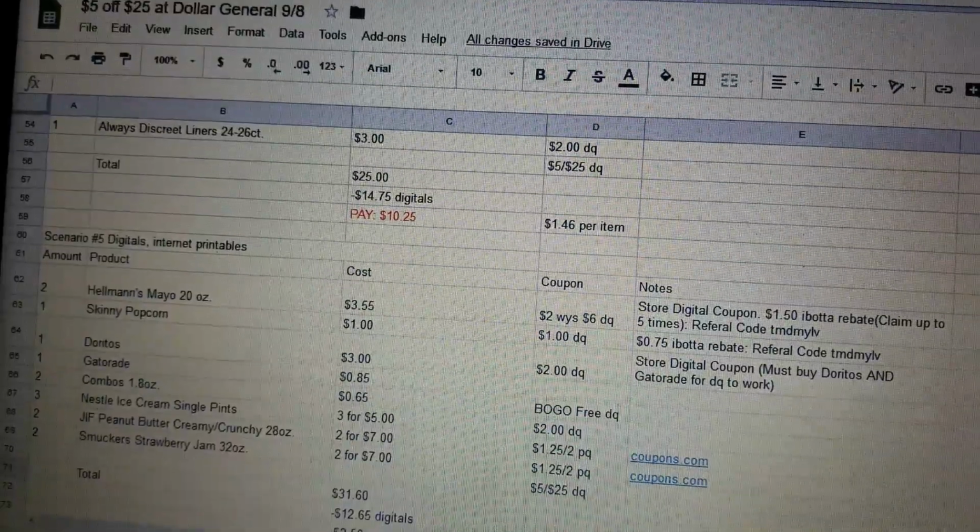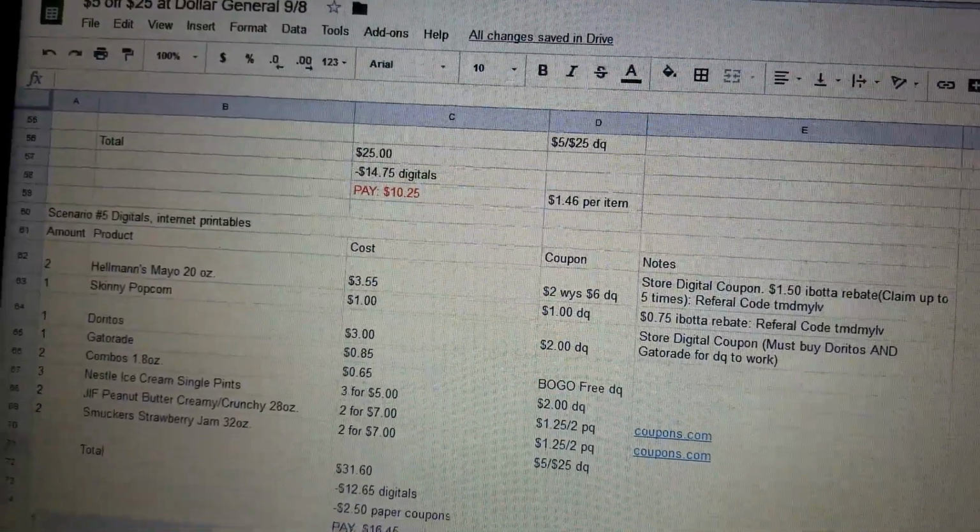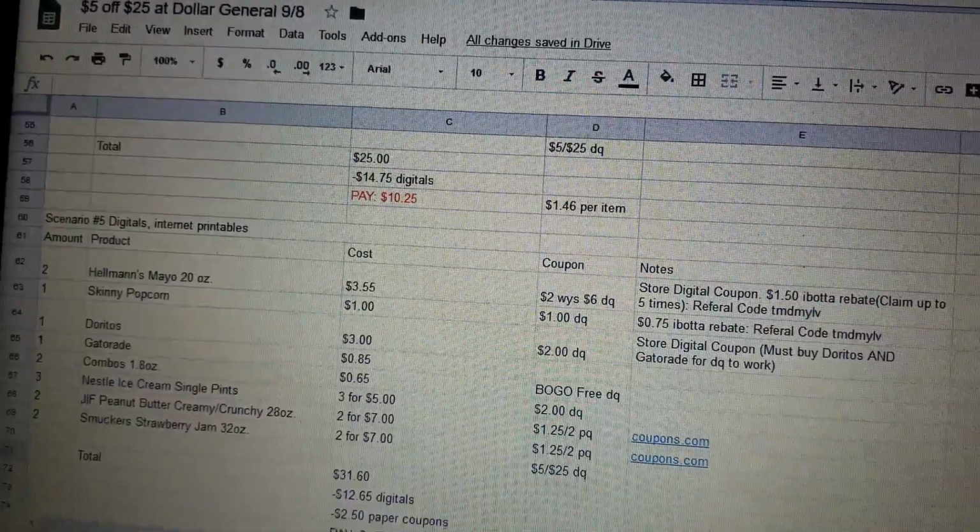Now, this final scenario is actually going to utilize digitals and internet printables.